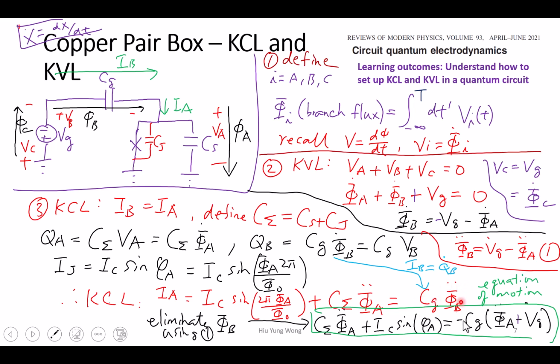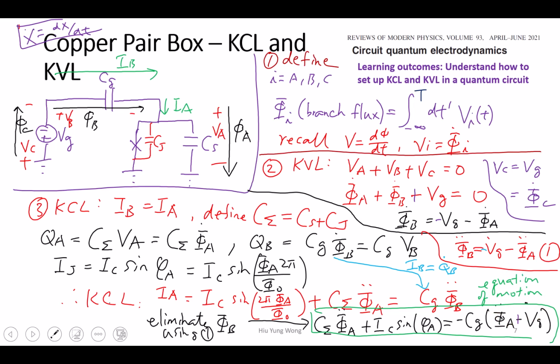Now I have CG phi B dot dot, and here I also need to change it, because now this one is negative, because now it is negative VG. So phi B dot dot equals negative VG dot minus phi A dot dot. So that's why I will just plug this in, and then you will get this. Summation of phi A dot dot plus IC sine phi A equals this whole term, which is negative CG times phi A dot dot and VG dot.